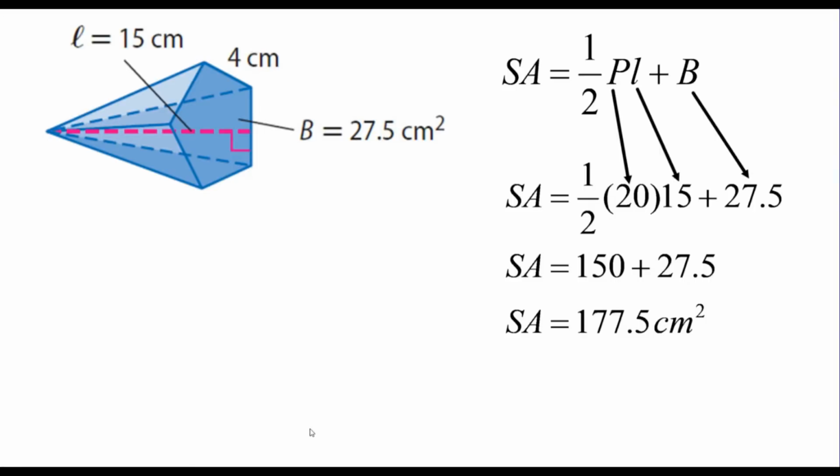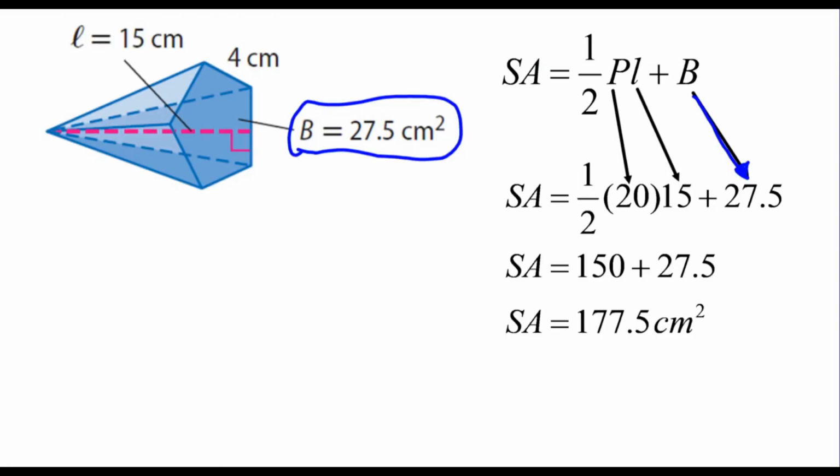Here we have a pentagonal pyramid. We haven't talked about how to find the area of a pentagon, but they give us the area right here. So be on the lookout for that. We already know big B, so we just have to use the perimeter and the slant height to help us here. So again, I start with my surface area formula, 1/2 of the perimeter times the slant height plus the area of the base. So I already plugged in the area of the base, which was given to us.